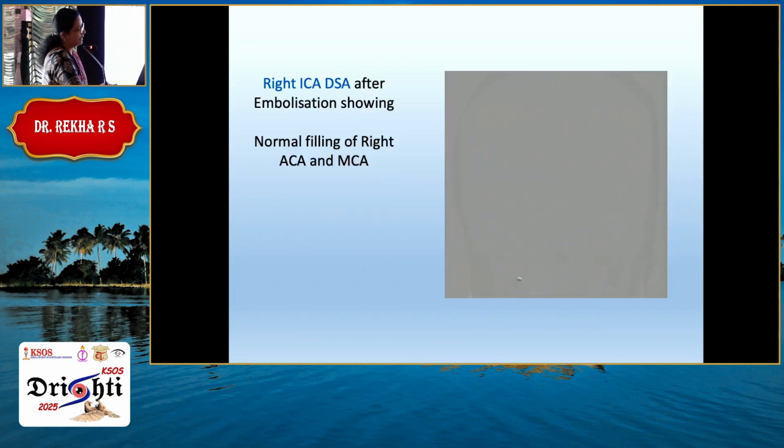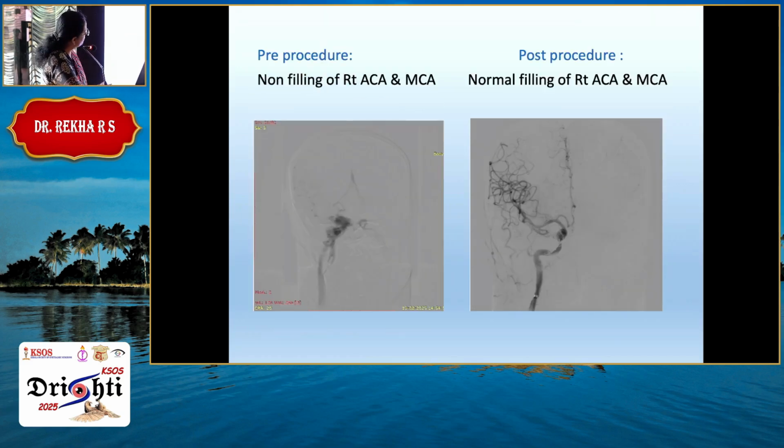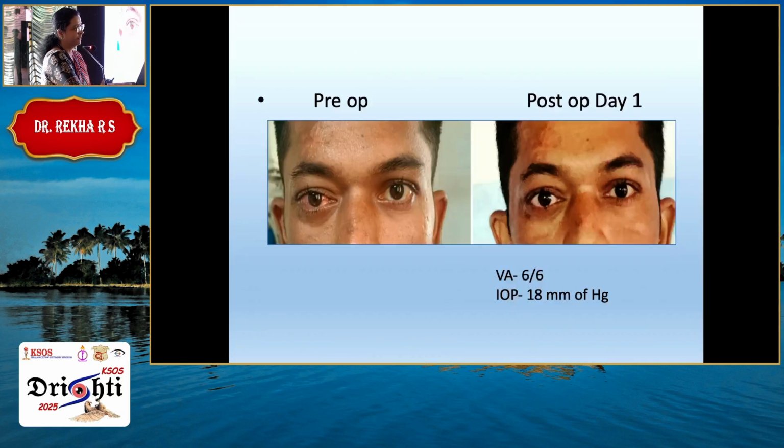Then the DSA was again repeated through the right internal carotid artery, and this time you can see there is beautiful filling of the right ACA and the right MCA. Okay. So you can compare the pre-procedure DSA. In the pre-procedure, there was no filling on the right hand side, and post-procedure there was immediate filling of the right hand side. And we noticed that clinically also, on post-op day 1 itself, every ocular parameter came back to normal. The eye became quiet, the edema disappeared, the visual acuity came back to 6/6, and intraocular pressure came back to normal.